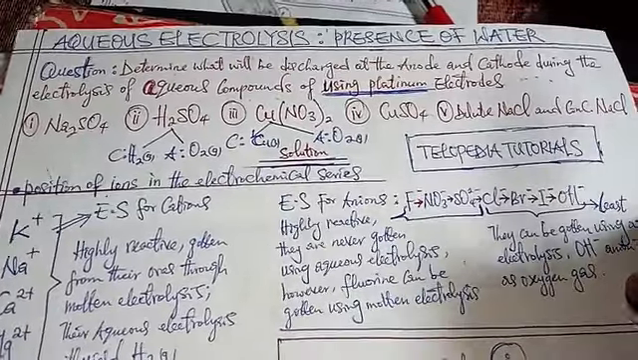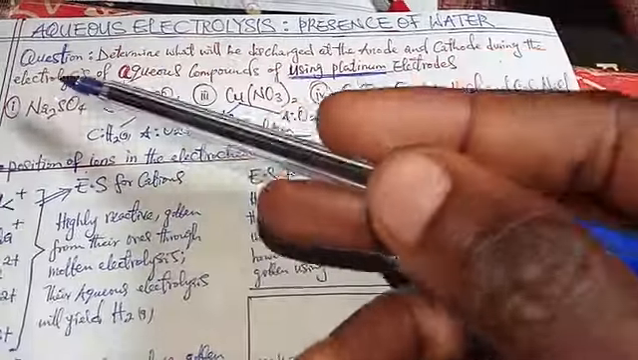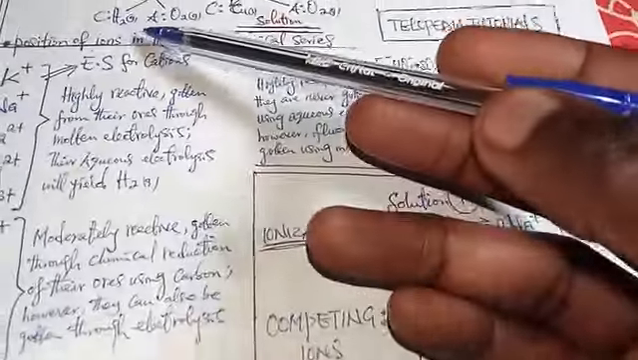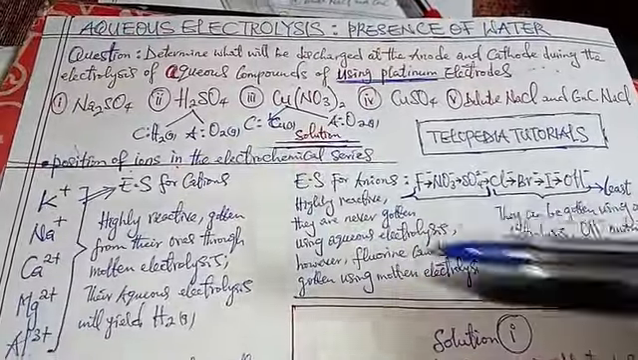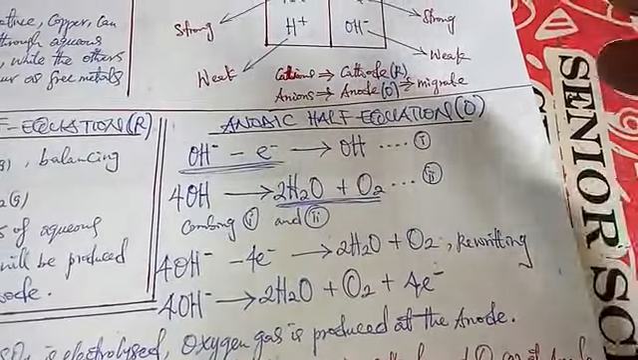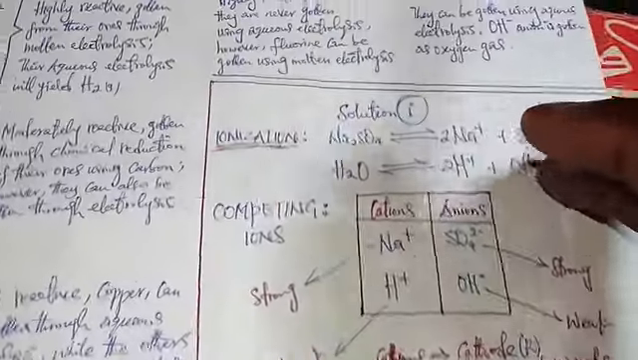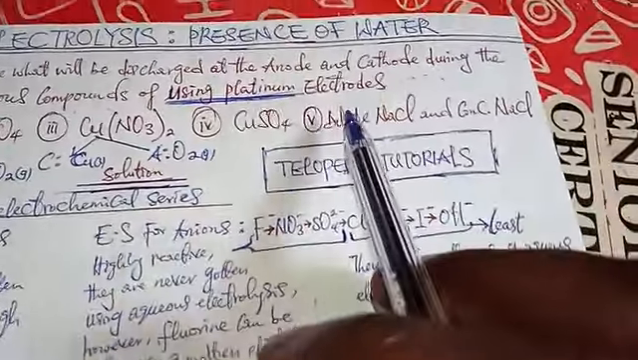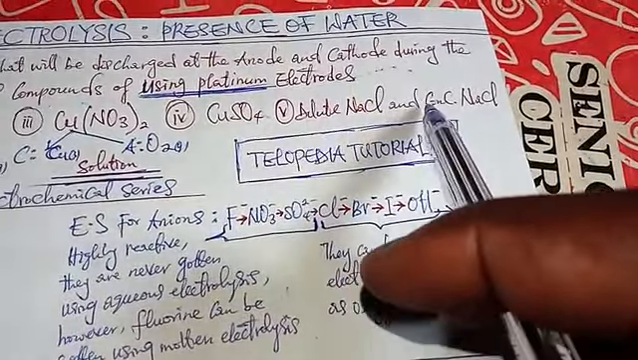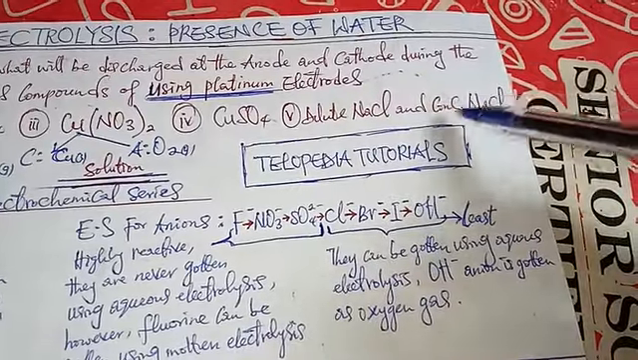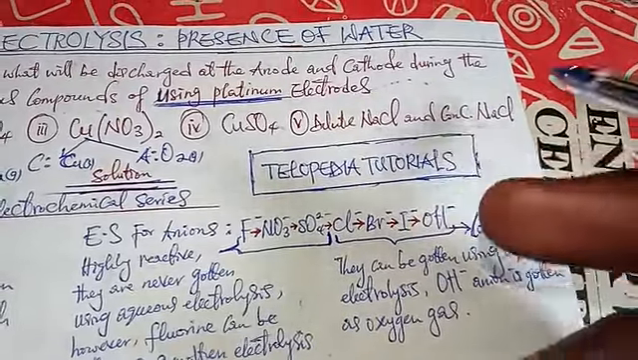The last time we talked about electrolysis of aqueous sodium sulfate, where we saw that the factor of position of ions in the electrochemical series influences the electrolytic process, and we were able to get hydrogen gas at the cathode and oxygen gas at the anode. Today we are going to look into electrolysis of dilute sodium chloride and concentrated sodium chloride. We are going to compare the two. Let's see how concentration can influence what will be discharged at different electrodes.